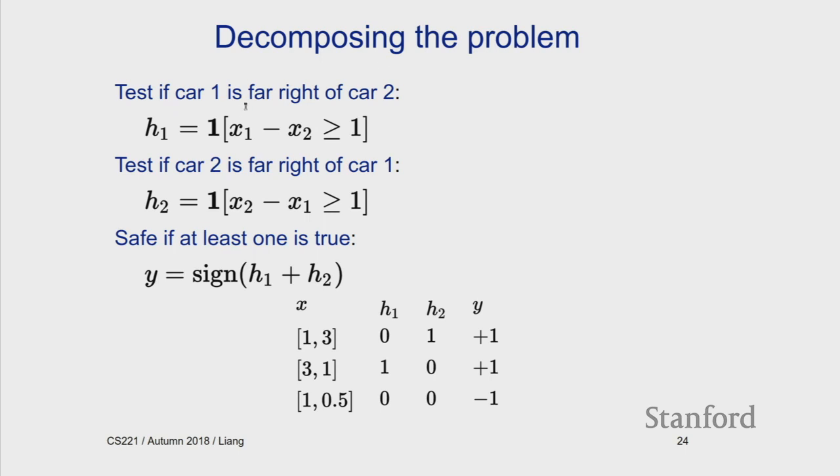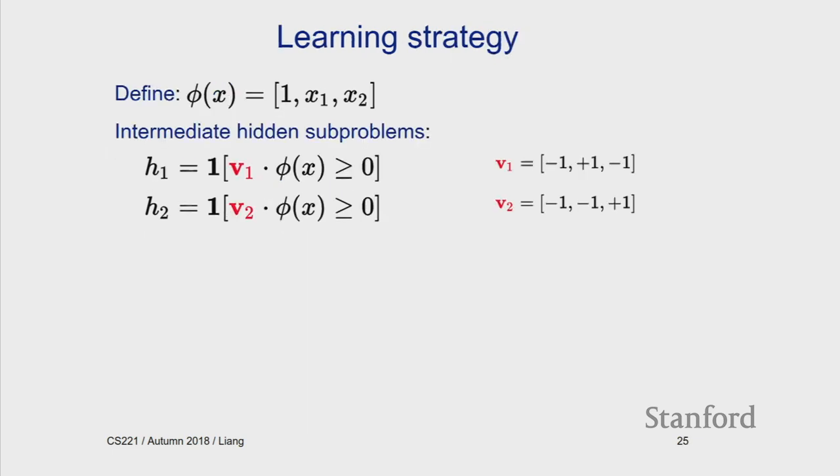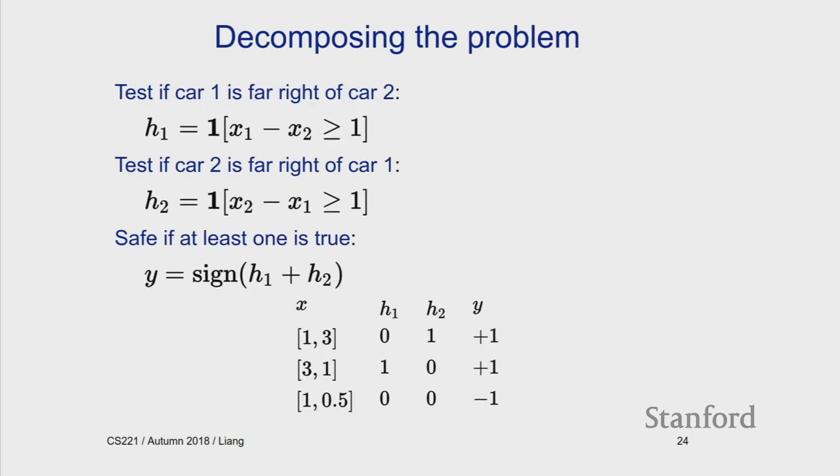All right, so on these particular examples, for (1, 3), x2 raises its hand and says car 2 is far right of car 1, and that's enough to make y plus 1. For (3, 1), h2 is 1, h1 is 0. h1 is 1, h2 is 0, and you get a plus 1. And in this case, both are 0, and you get a minus 1. So this is all if you knew the true function.